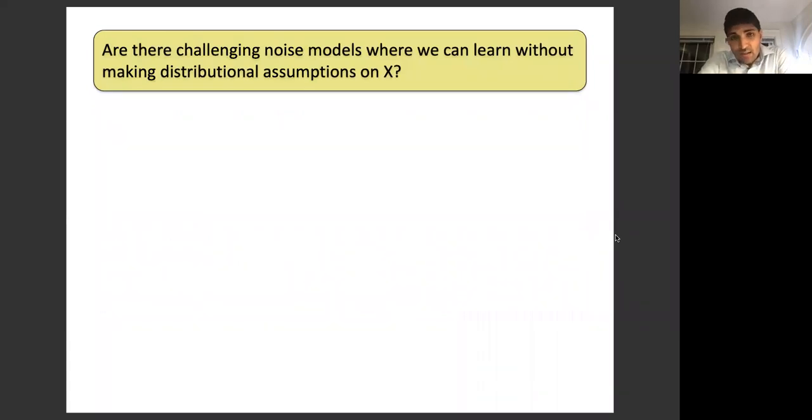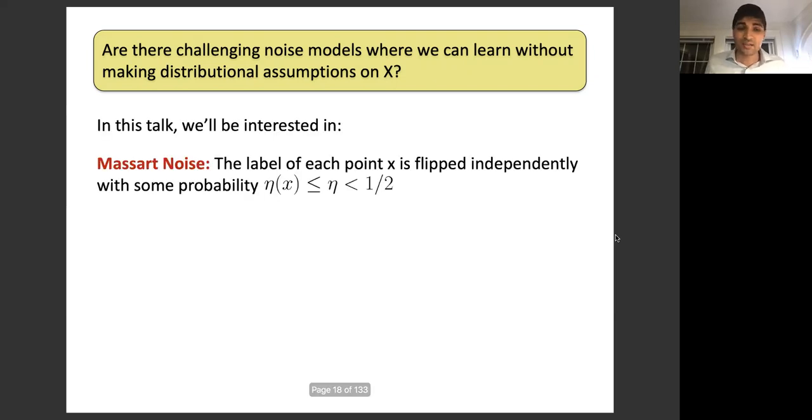So the main question that I'd like to broach in the beginning part of this talk is, are there challenging noise models where we can provably learn with computationally efficient algorithms without making distributional assumptions on X? So this is where beyond worst case analysis comes in, because we've talked about, at one end of the spectrum, the average case models, the random classification noise. And at the other end, we've had these worst case noise models like agnostic learning. But the question is, is there something in between that's both richer than random classification noise and yet lends itself to provable guarantees?